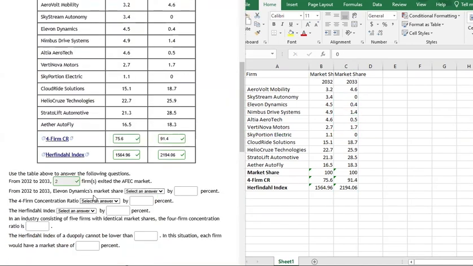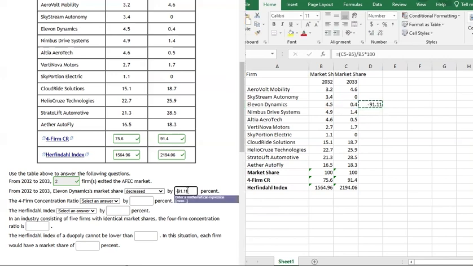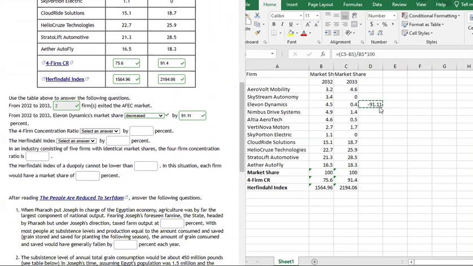From 2032 to 2033, Elevon Dynamics market share went from 4.5 to 0.4, so it decreased. I'm going to calculate the percent change in the decrease by doing what it is minus what it was, divided by what it was, times 100. So it dropped 91.11%. I don't need the negative sign because, again, the change is a decrease, and the negative implies decrease. The four firm concentration ratio did what?